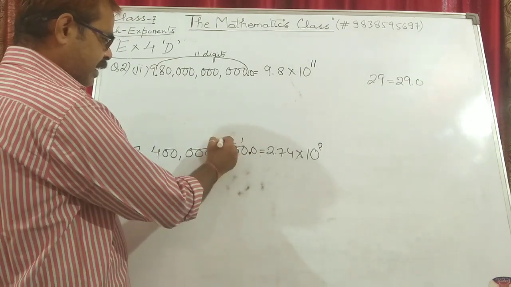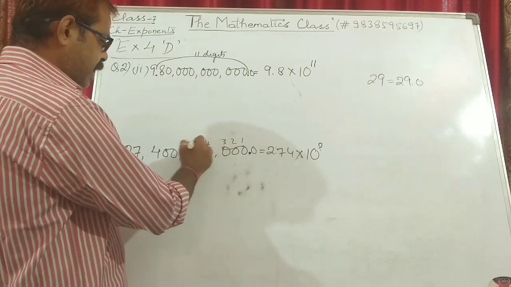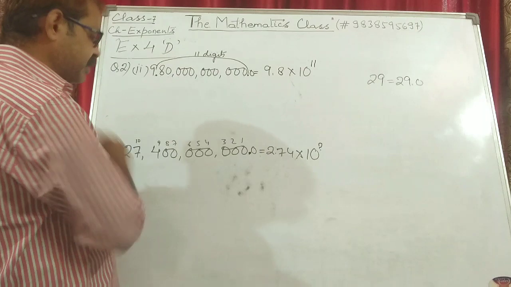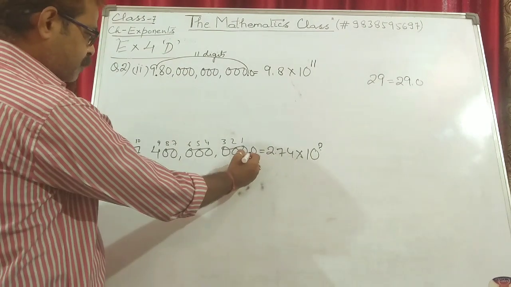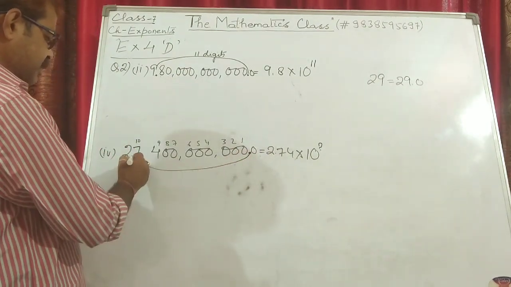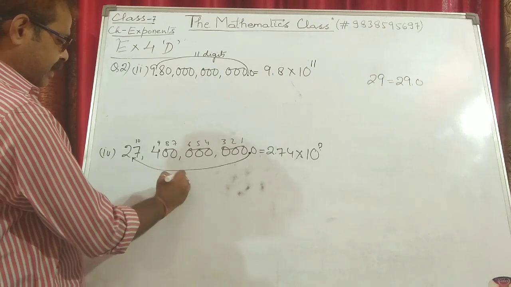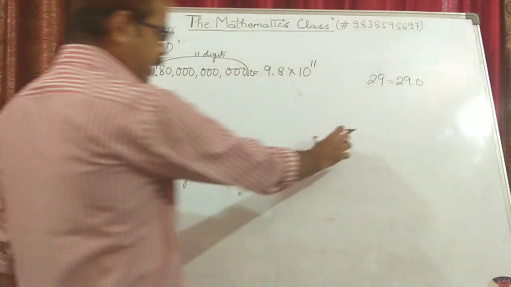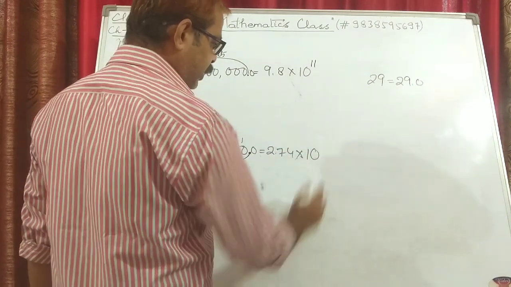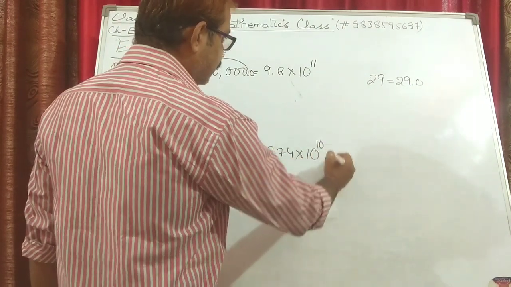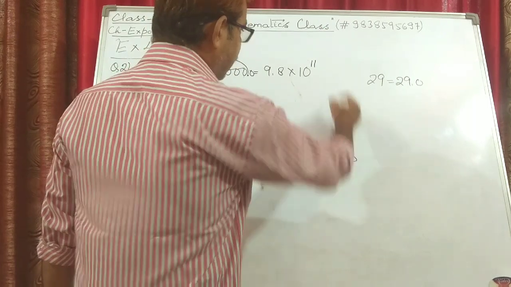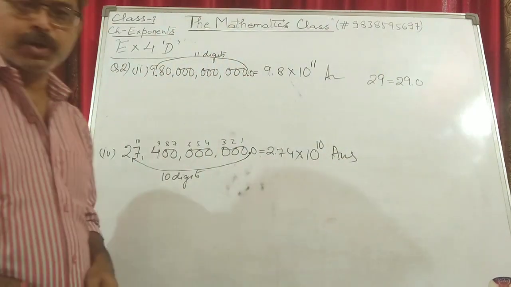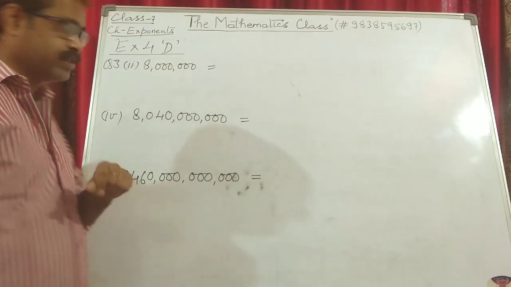How many digits? First, second, third, fourth, 5, 6, 7, 8, 9 and 10th digit. If it is moving from this point to this point, there are 10 digits in between, so it will be 2.74 into 10 to the power 10. That is the final value in both these questions. Now we move on to the third one. Next is question number 3.